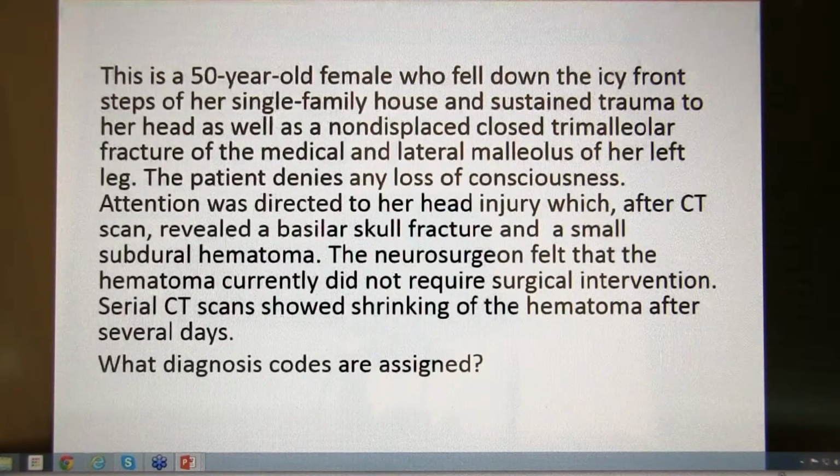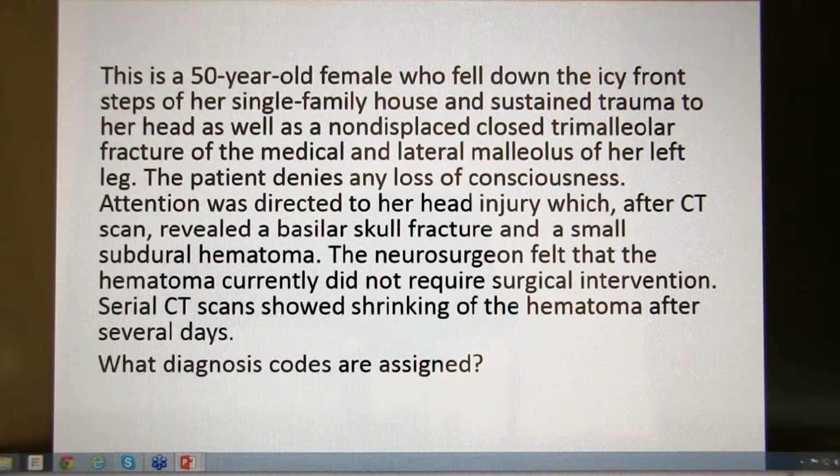A 50-year-old female who fell down the icy front steps of her single-family house has sustained trauma to her head as well as a non-displaced closed trimalleolar fracture of the medial and lateral malleolus of her left leg. Patient denies any loss of consciousness. Attention was directed to her head injury, which, after CT, revealed a basilar skull fracture and small subdural hematoma. Neurosurgeon felt that the hematoma currently did not require surgical intervention. Serial CT showed shrinking of the hematoma after several days.